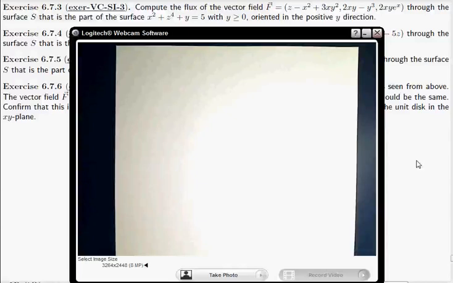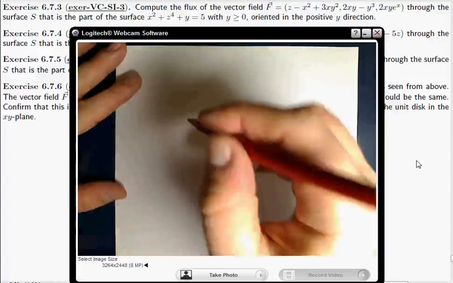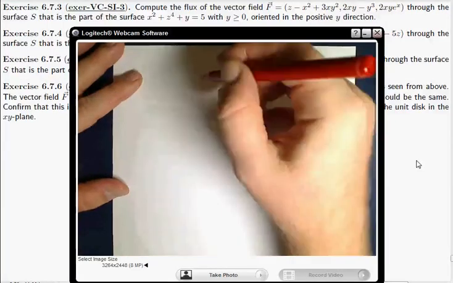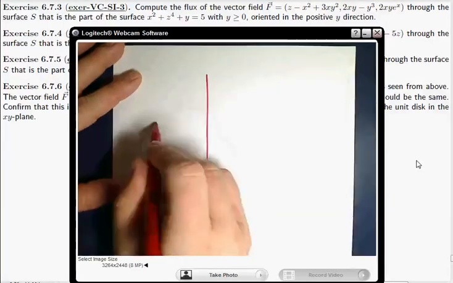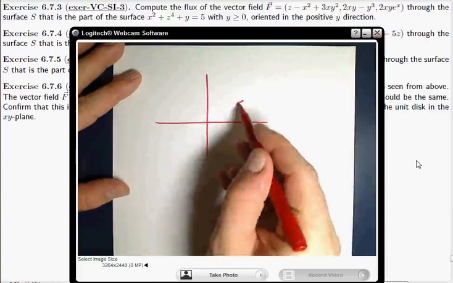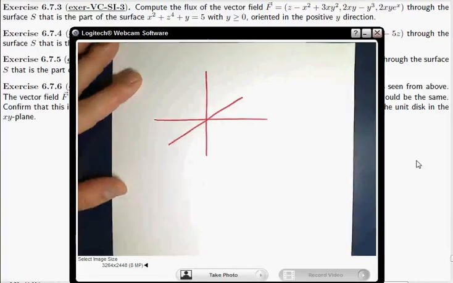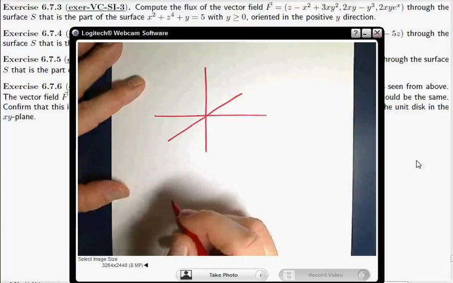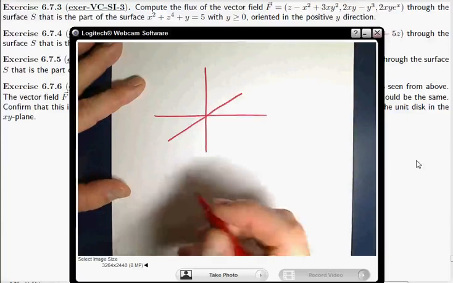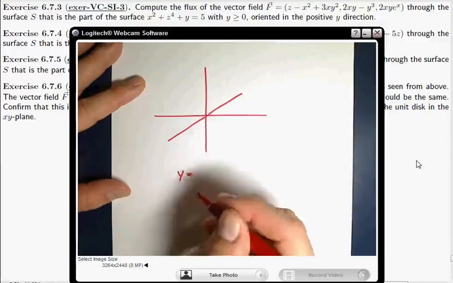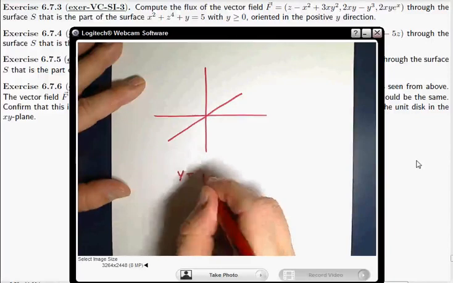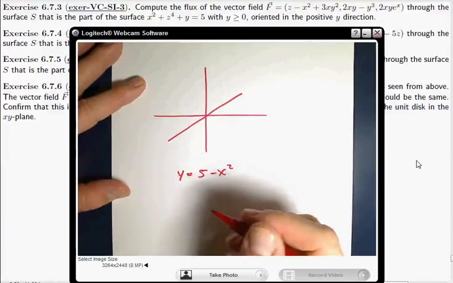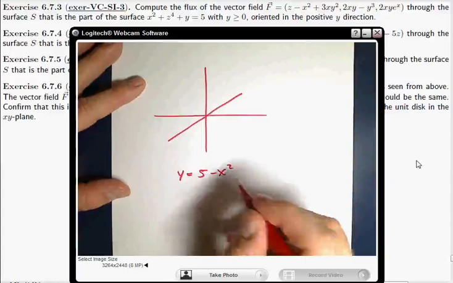Okay, so we've got a vector field, we've got a surface. We want to compute flux. Drawing the surface, as you've observed, is going to be the first question here. So we're looking at that equation. Let me solve for y. I see that y is equal to 5 minus x squared minus z to the fourth.